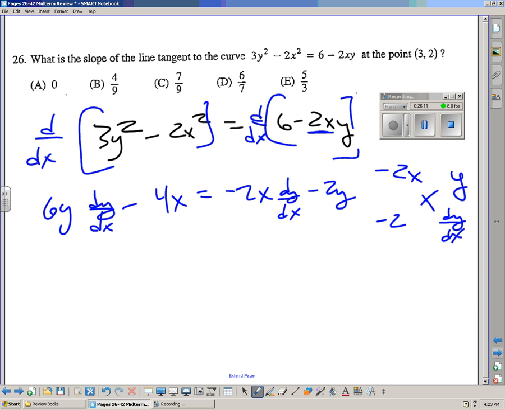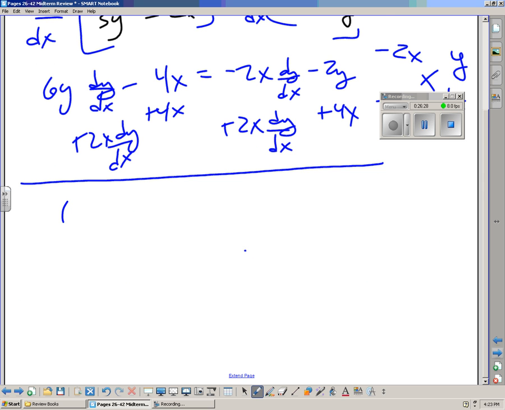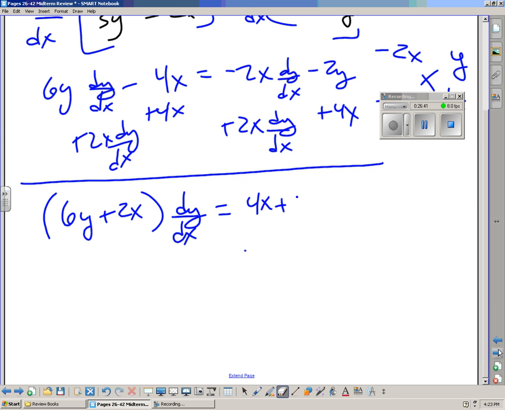We have to get all the dy dx's on one side, all the non-dy dx's to the other. So just to get rid of some negative signs here, I'll add the 2x to this side, and I will add the 4x to the other side. So we get 6y plus 2x dy over dx. I'm trying to factor and do this all at the same time. Equals 4x plus 2y.